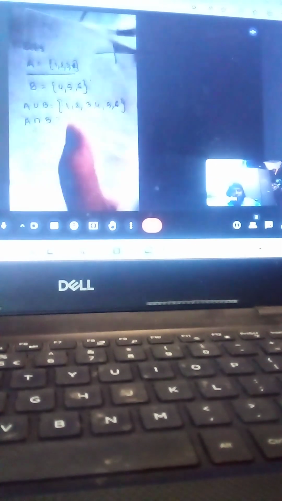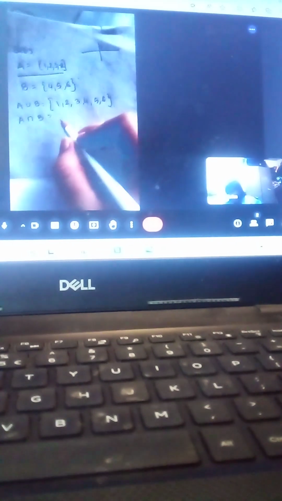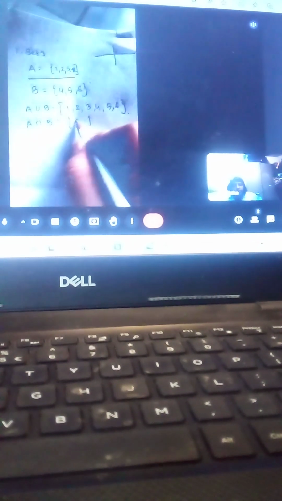So A union B would be including all the numbers of the set. A intersection B would be 0, nothing is in common. We learned it in school, set theory in 9th standard or something. Now these sets are very important for understanding De Morgan's law, so that's why I'm making sure that the basics are very clear for this.